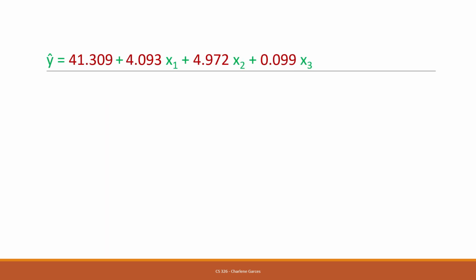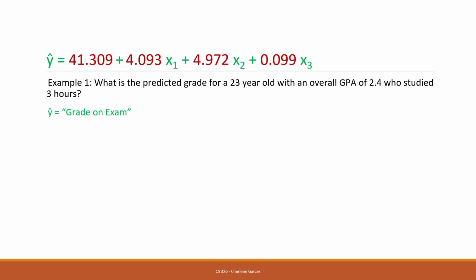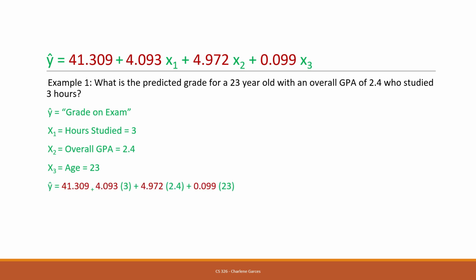So for here, Y is the grade on exam again, and then X1 is the hours studied. So we have 3. And then we have X2, the overall GPA of the 21-year-old is 2.4, and then the age is 23. So all you need to do is to replace the value of the independent variables. So this is what will be replaced with the numbers.